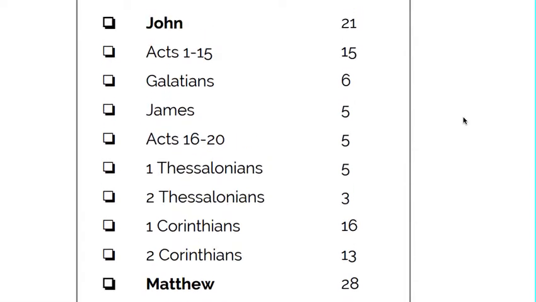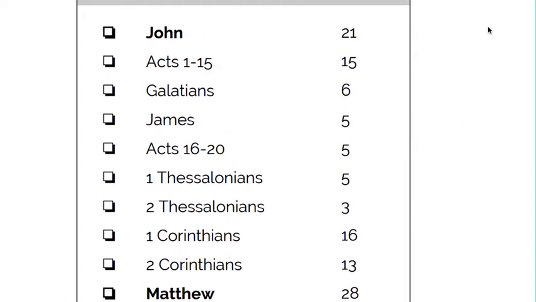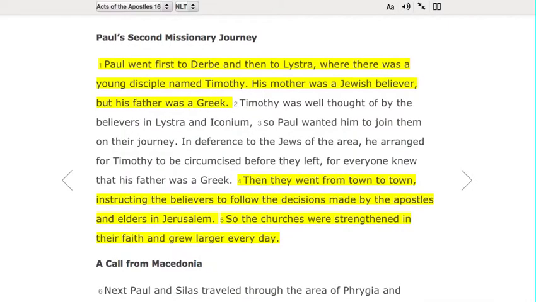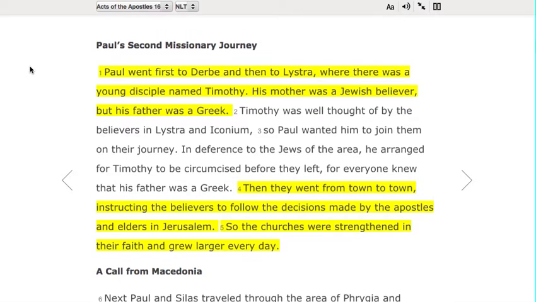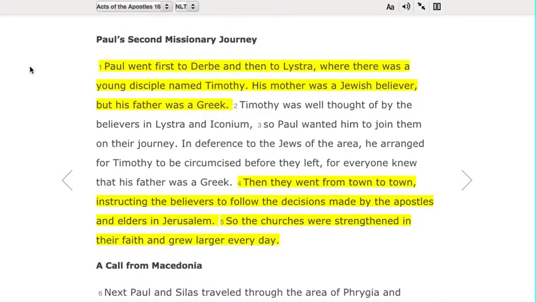Okay, so now before we get back into some of these other letters, Thessalonians and Corinthians, we're going to come back to Acts, because we're going to go to Paul's second missionary journey back in the book of Acts. Okay, so it says that Paul first went to Derbe and then to Lystra, where there was a young disciple named Timothy.